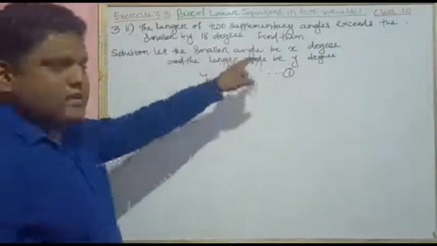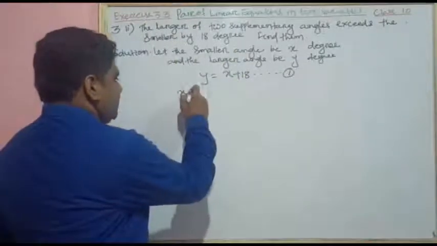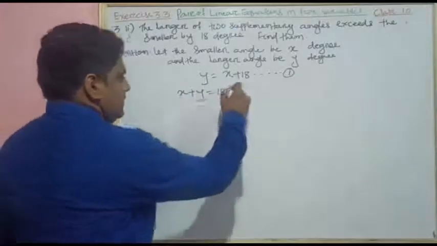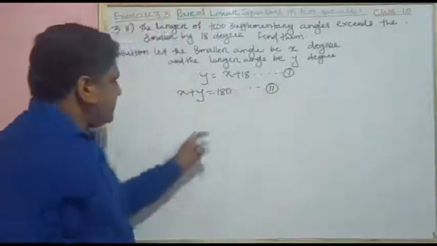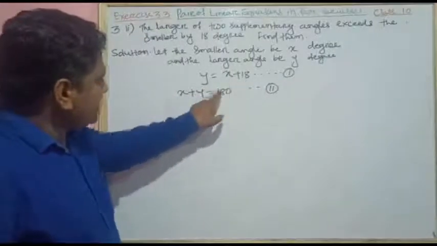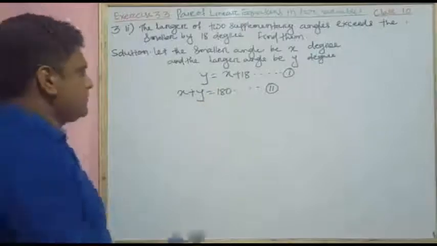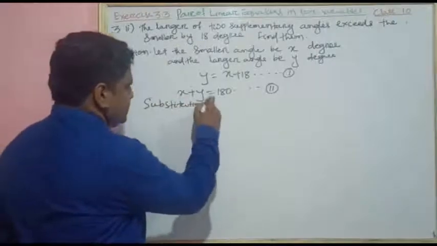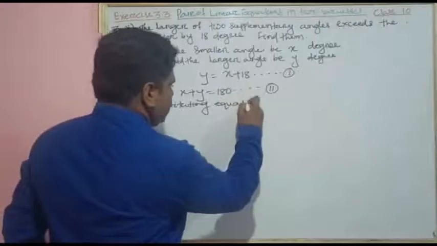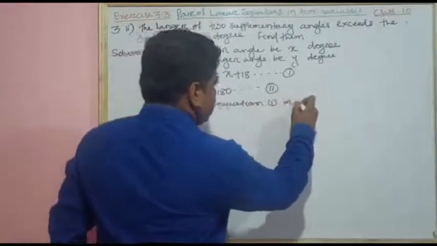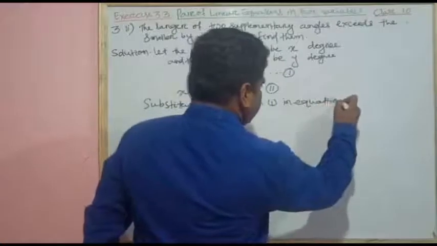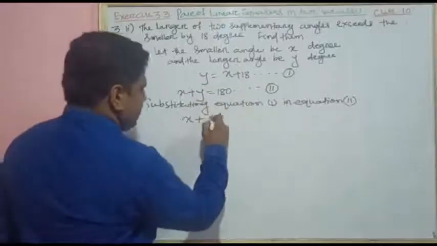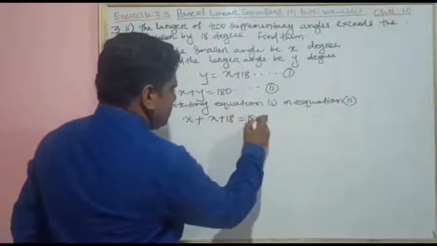And both the angles are supplementary. So x plus y is equal to 180 degree. Let it be equation 2. We can substitute y equal to x plus 18 in equation 2. So substituting equation 1 in equation 2, we will get x, in place of y we will write x plus 18, is equal to 180.